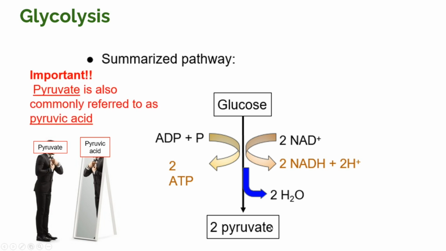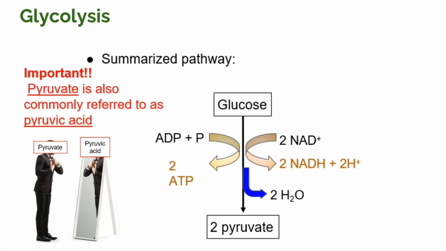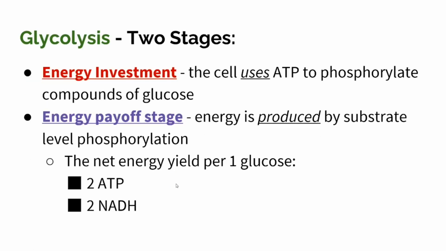Okay, one thing to understand though is that sometimes you'll see in textbooks or in readings the term pyruvic acid, and that's basically just another term for pyruvate. So pyruvate is also commonly referred to as pyruvic acid. They're the same thing. So glycolysis, just as a review, is a 2-stage process. There's the energy investment part that we saw in the beginning, where we have to actually use ATP to phosphorylate compounds of glucose. And then the second part was the energy payoff stage, and this is where energy is produced by substrate level phosphorylation.